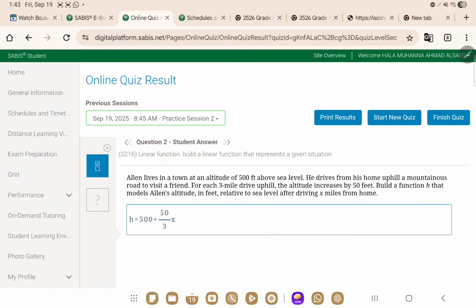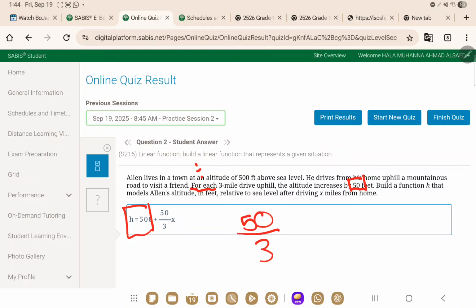Alan lives in a town at an altitude of 500 feet above sea level. He drives uphill from his home to visit a friend. For each 3 miles, for each means divide. For each 3 mile drive uphill, altitude increases by 50 feet. So it's by 50. For each 3, it increases.